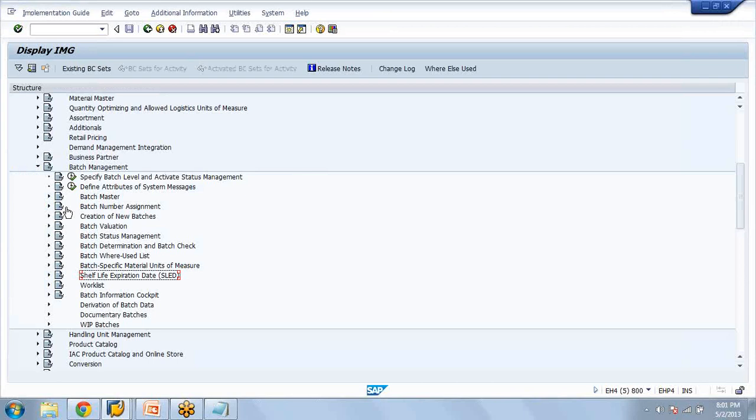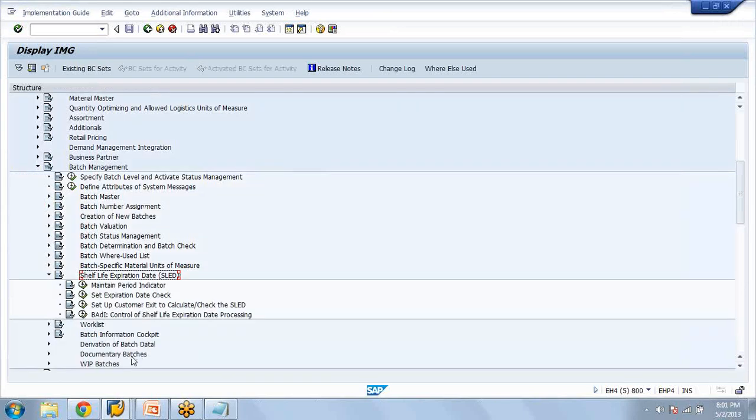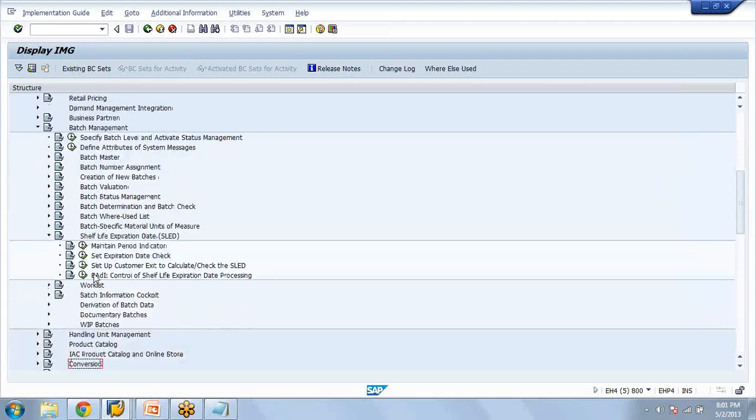In this case, my requirement is shelf life expiry date and FIFO, first in first out, serial numbers and batch management. This is very important in one way. So can you please cover that briefly?